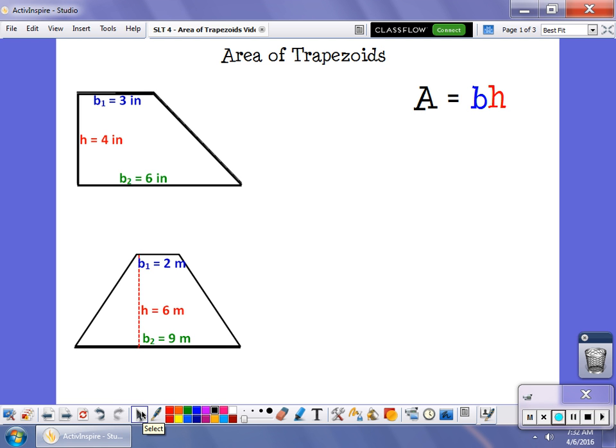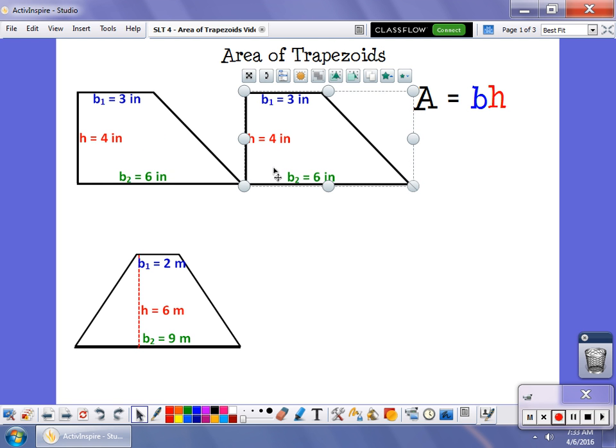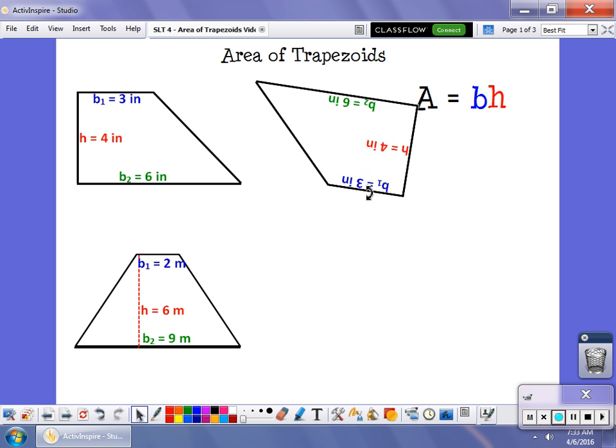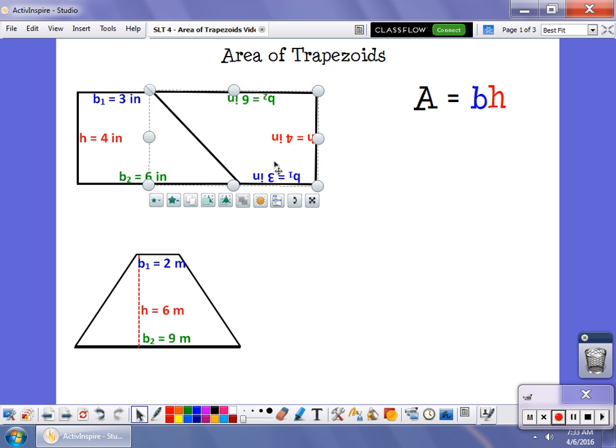Now, I told you that we can think about these trapezoids like we do parallelograms. Imagine I had two of these trapezoids, and I flip this one over, and I slide it together. I've now created myself a rectangle, or a parallelogram. I can use this formula, area equals base times height, to find the area of this rectangle. Now the difference is, if you look at the base of this rectangle I've created, it's actually made up of the two bases in my trapezoid.